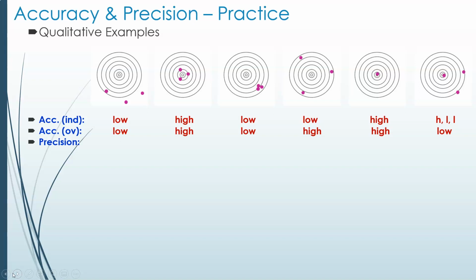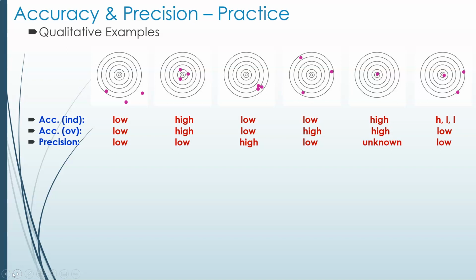And of course, the third parameter to look at is precision. Precision is how tight they are to one another. In example 1, you can see they're far away. Example 2, they're close. Example 3, they're close. So those are high precision. Example 4, they are very far away from each other, so very low precision.